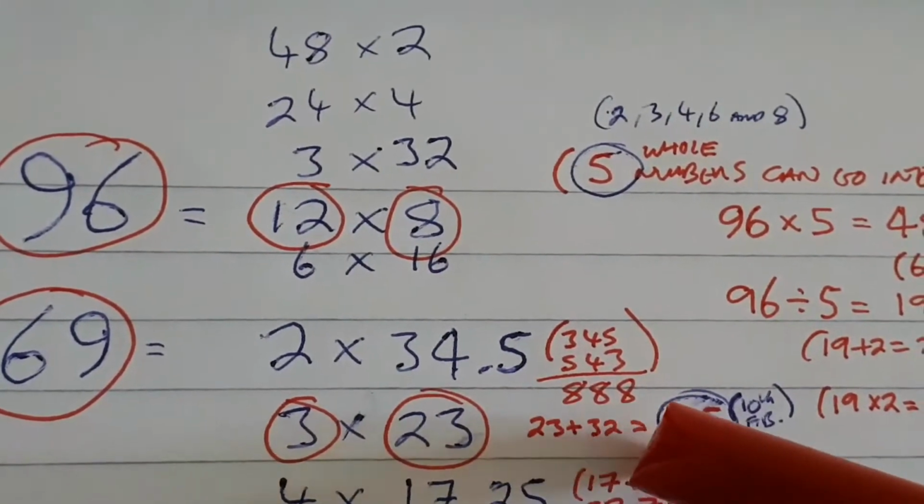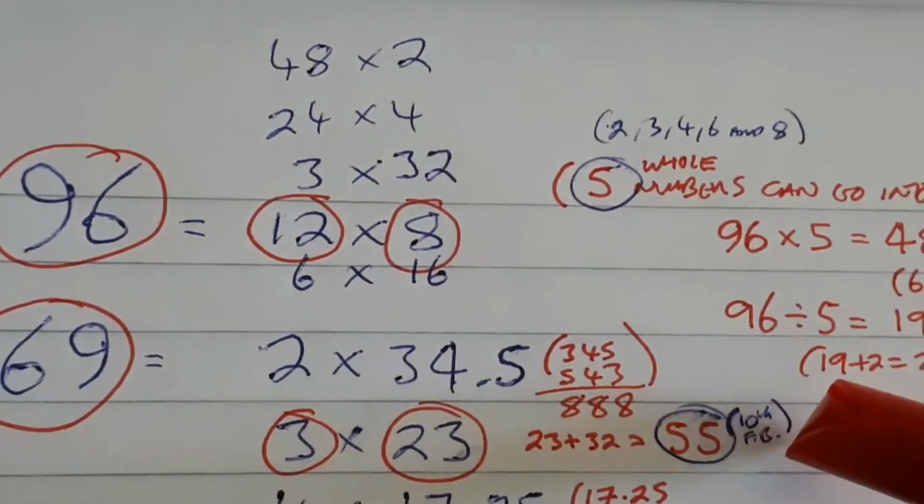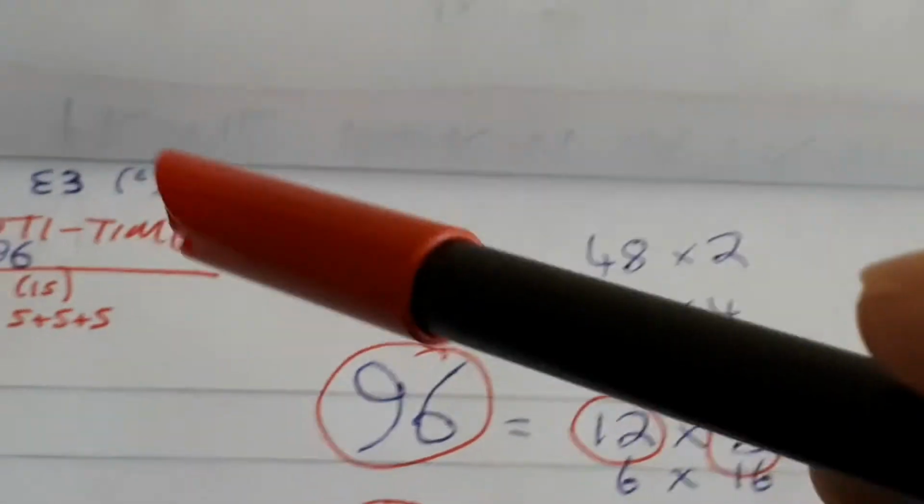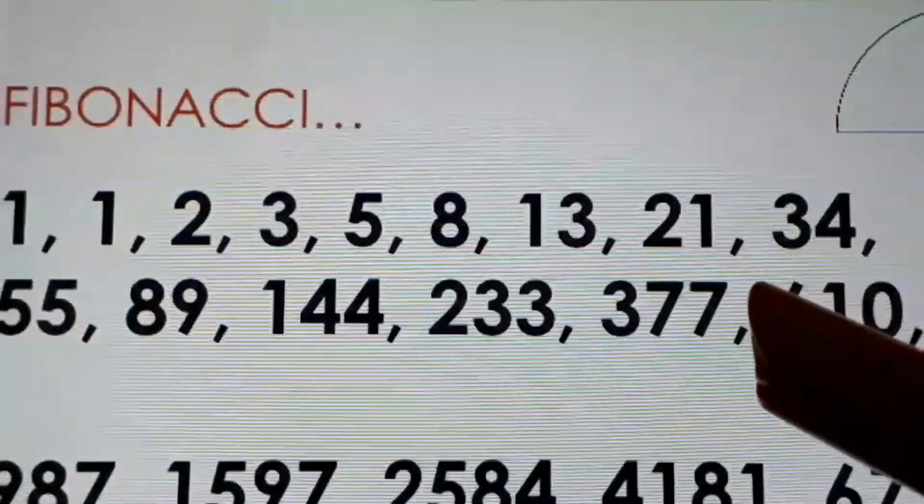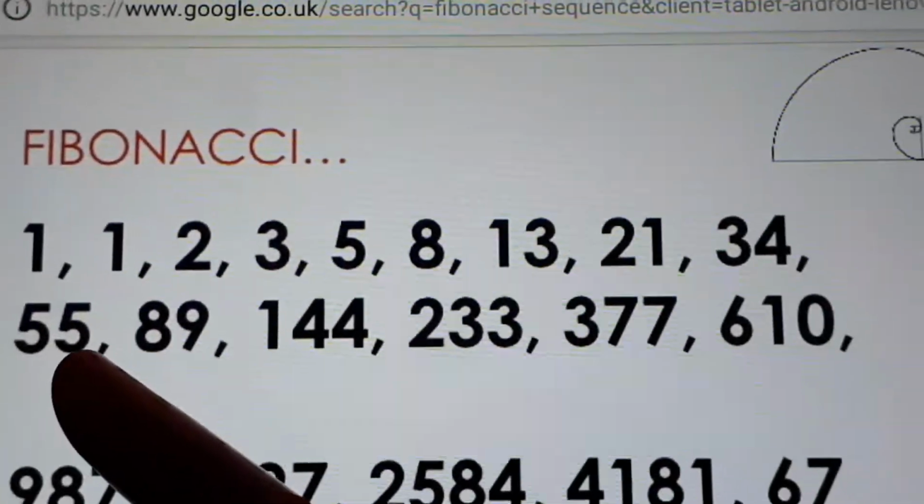This one, 23 plus the mirror 32 is 55. So you've got your 5 connection again. 55 is the 10th number in the Fibonacci. Here we are, 55.